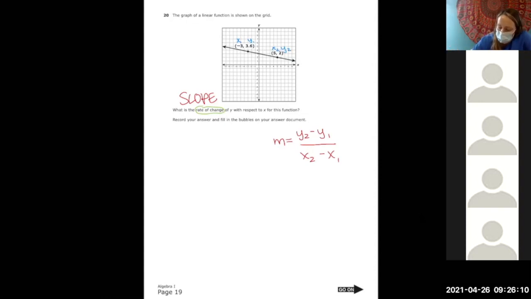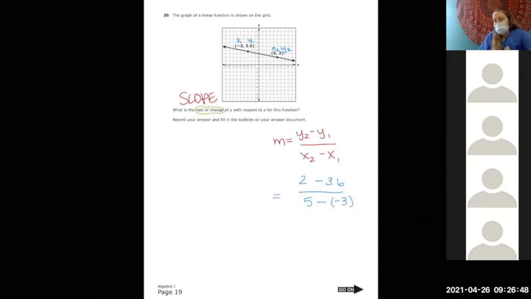So y1 comes, or y2 comes in the top left-hand corner. So I'm going to use y2 right here, which is 2, minus, and then I'm going to plug in y1, which is 3.6, over x2 is 5, minus x1 is negative 3. So negative 3. So we have a double negative there.